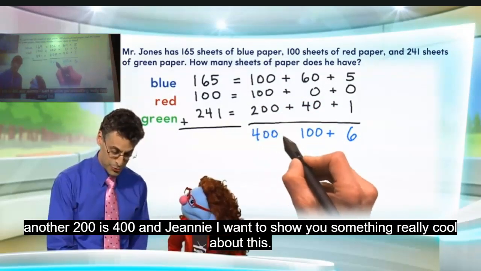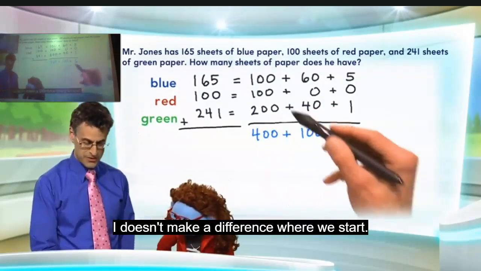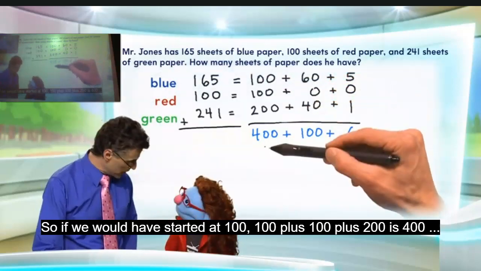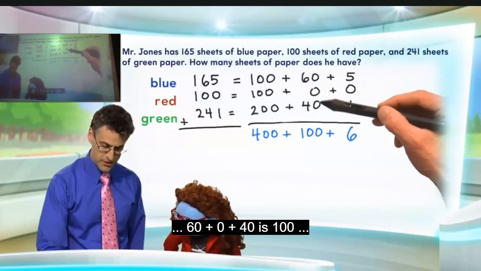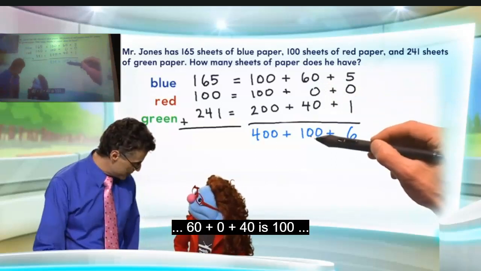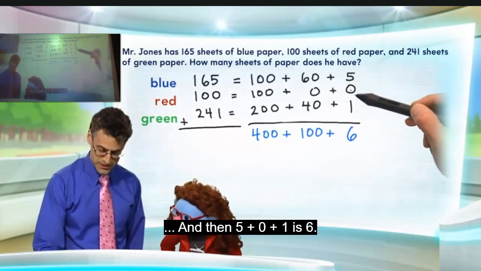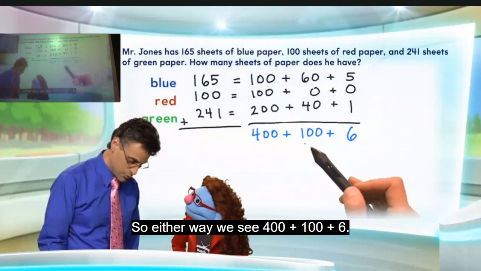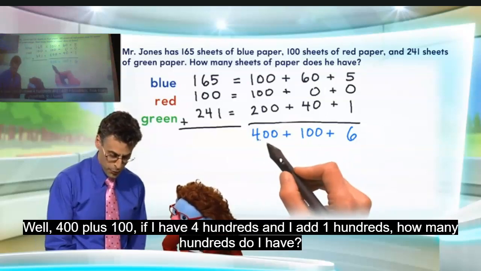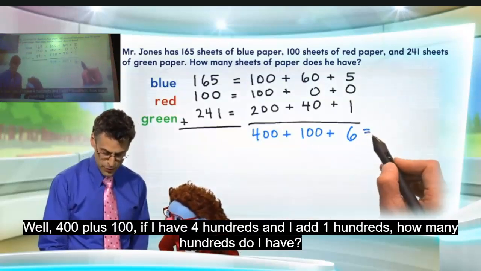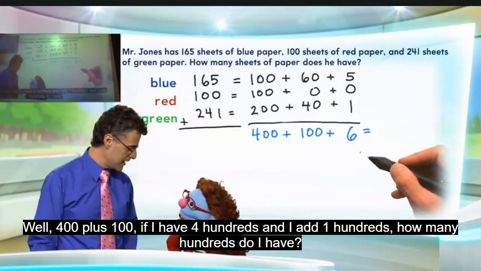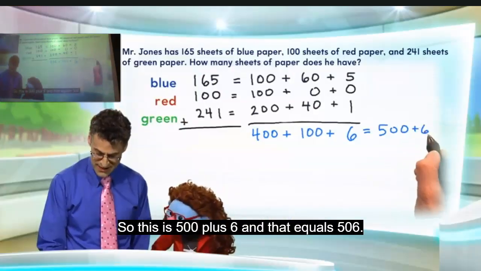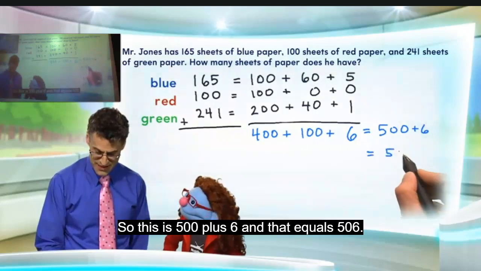I want to show you something really cool about this. It doesn't make a difference where we start. If we started at 100, 100 plus 100 plus 200 is 400. 60 plus 0 plus 40 is 100. And then 5 plus 0 plus 1 is 6. So either way, we see 400 plus 100 plus 6. If I have 4 hundreds and I add 1 hundred, how many hundreds do I have? 500. So this is 500 plus 6, and that equals 506.